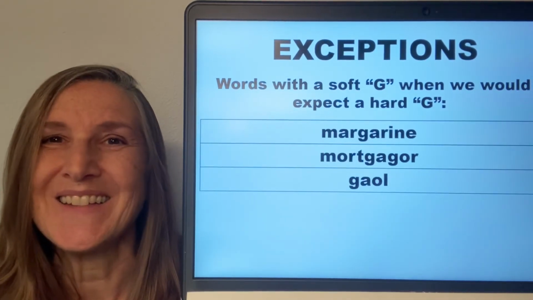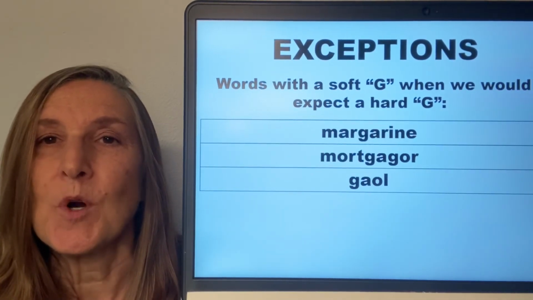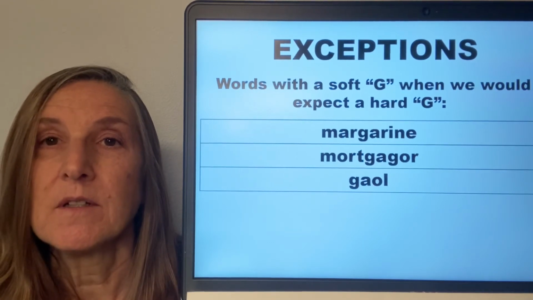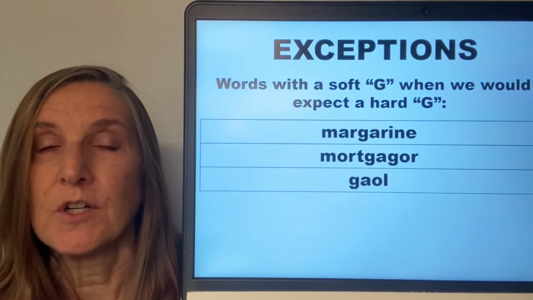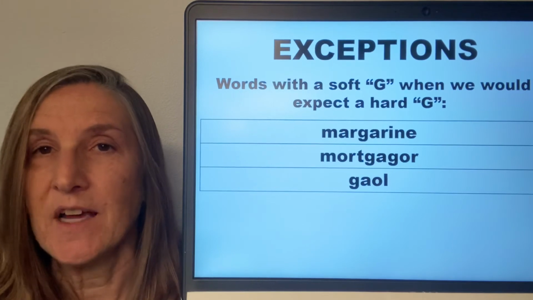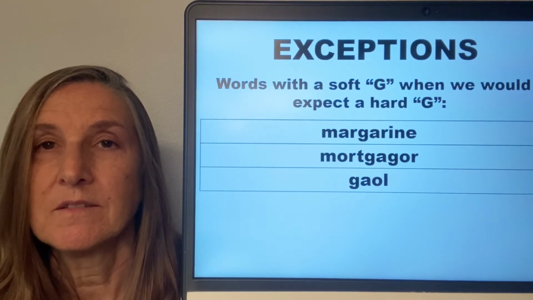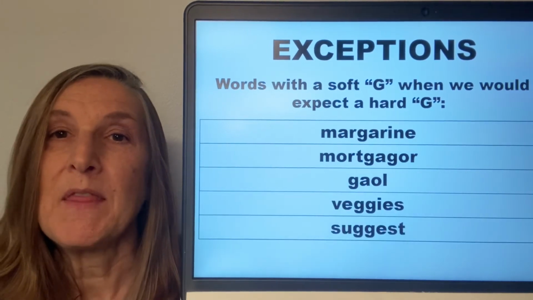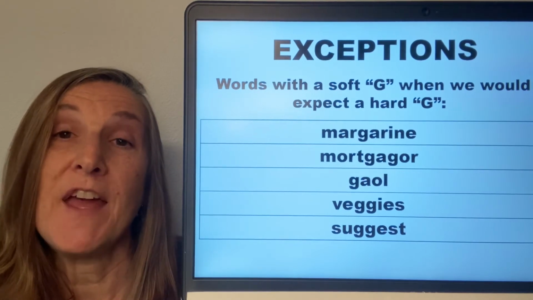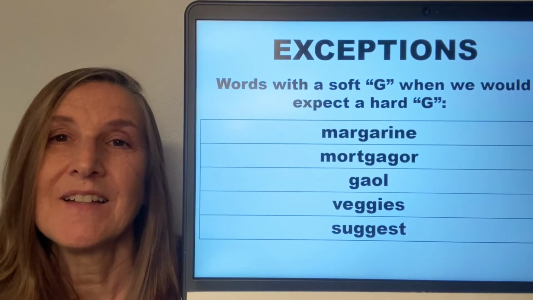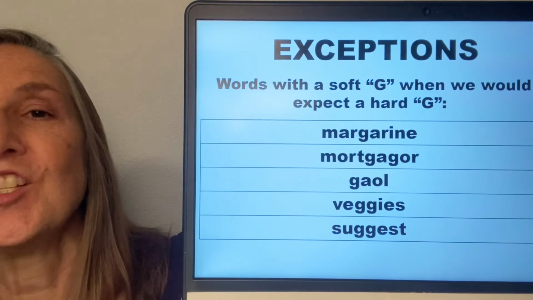There are also a few words where we would expect a hard G, but we have a soft G instead. These are words like margarine, mortgager, and jail. In the middle of a word, we would have veggies and suggest.